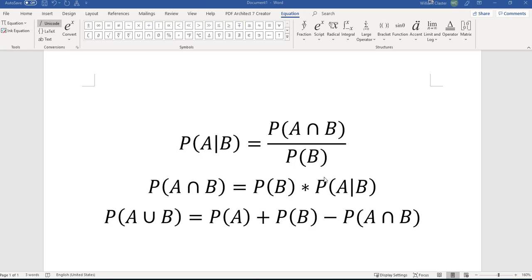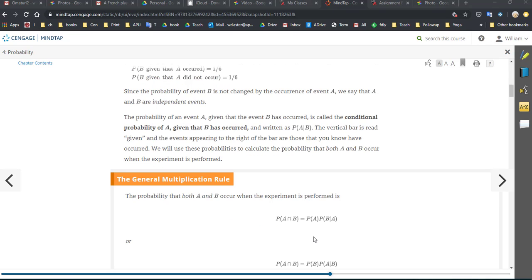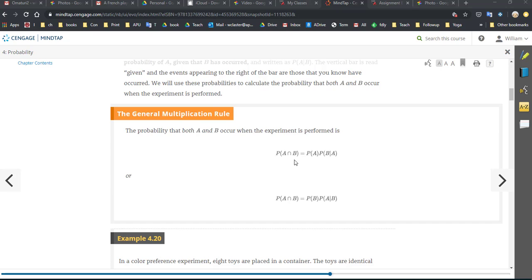But anyway, right now we have an expression for the probability of A intersect B, and another one for the probability of A union B. You need to understand and remember both of these. So here they call this the general multiplication rule. Okay, so this is it, which can also be written like this. So instead of B given A, we can have A given B. Then we'd have A here, we have B here.